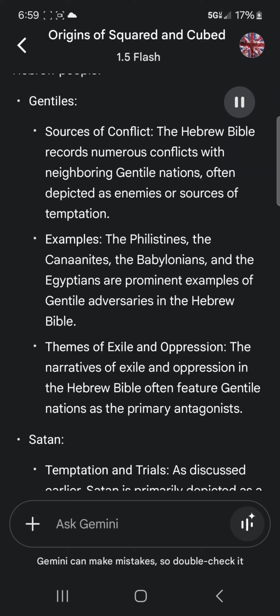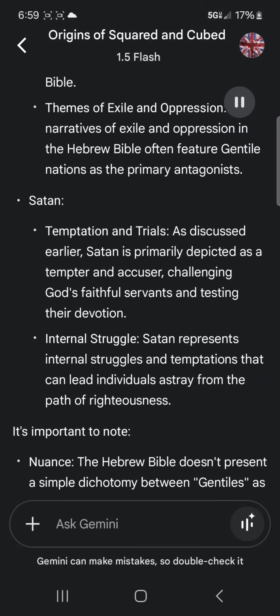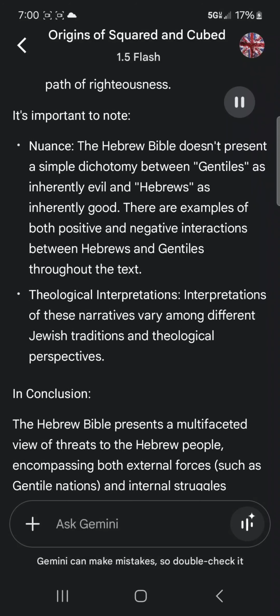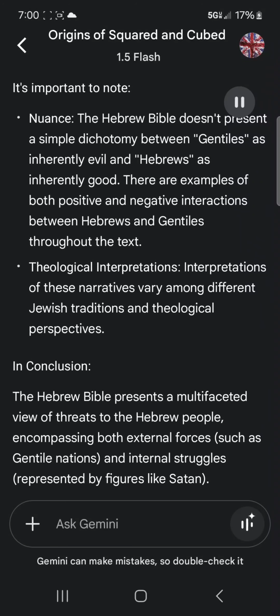The narratives of exile and oppression in the Hebrew Bible often feature Gentile nations as the primary antagonists. Satan, temptation and trials. As discussed earlier, Satan is primarily depicted as a tempter and accuser, challenging God's faithful servants and testing their devotion. Internal struggle. Satan represents internal struggles and temptations that can lead individuals astray from the path of righteousness. It's important to note, nuance. The Hebrew Bible doesn't present a simple dichotomy between Gentiles as inherently evil and Hebrews as inherently good. There are examples of both positive and negative interactions between Hebrews and Gentiles throughout the text.